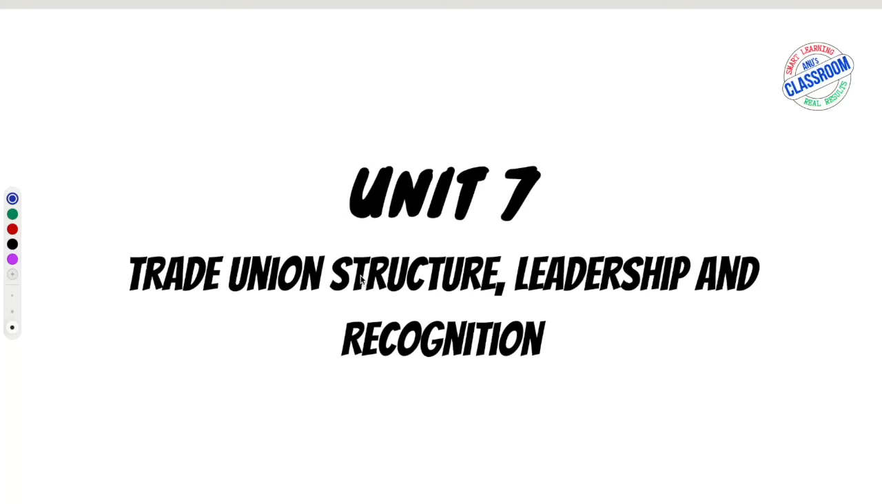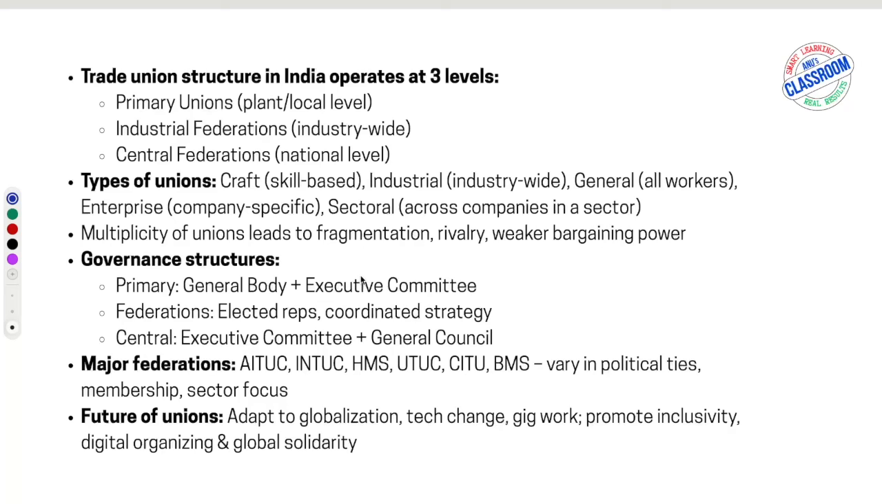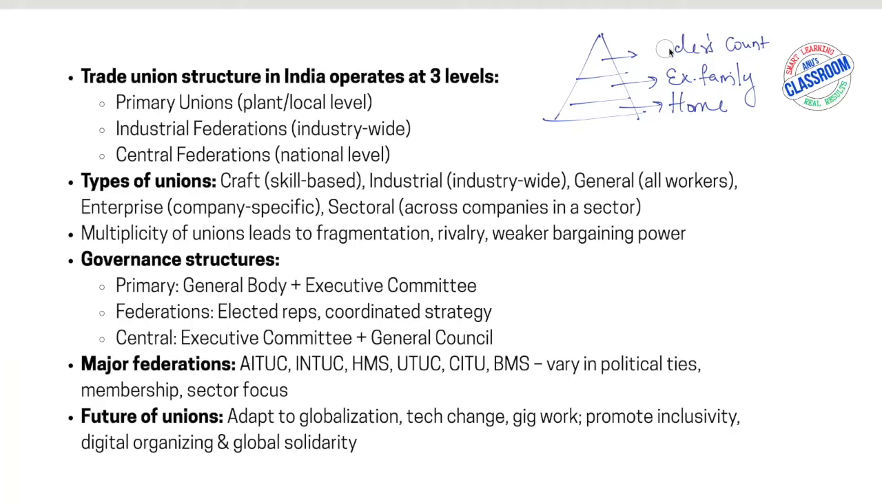Now, let us begin with the structure of the Indian trade unions. Imagine a typical Indian family setup. What do we have? We have our home, which is the primary level. Then we have the extended family, that is like the industrial federations. And then we have the elders council, that is the central federation. Similarly, trade unions in India also operate at three levels. What are they? Let us see.